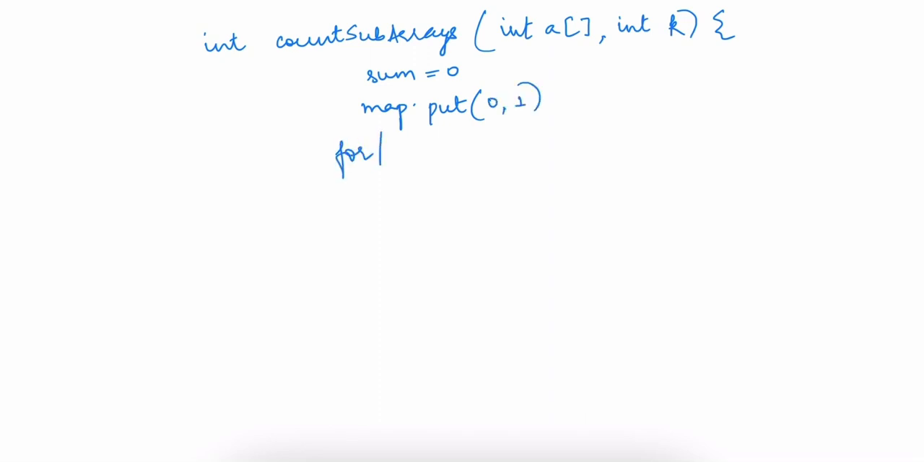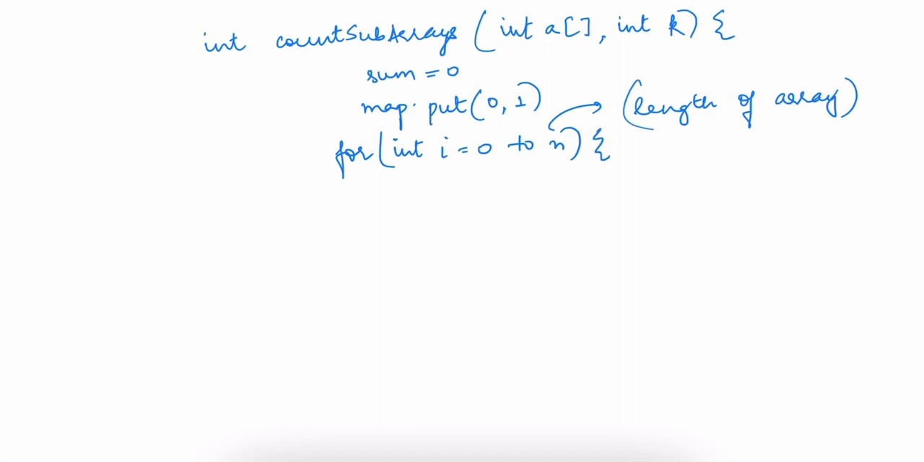We'll be having a for loop from int i equals 0 to n. n would be the length of the array that you will have to initialize. And in this for loop, this sum means the running sum. Let me put it like runningSum only for your easiness. So running sum at any point would be what? Running sum plus array of i. There would be a remaining sum. So remaining sum would be running sum minus k.